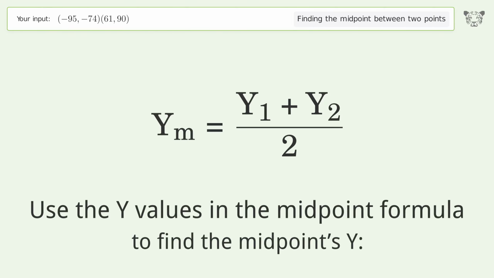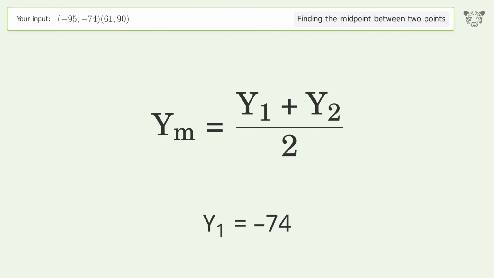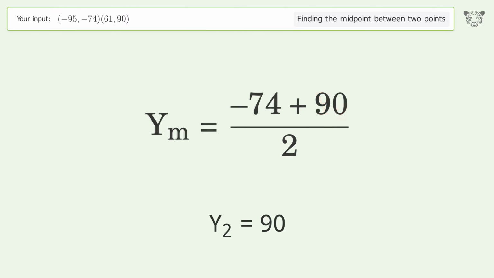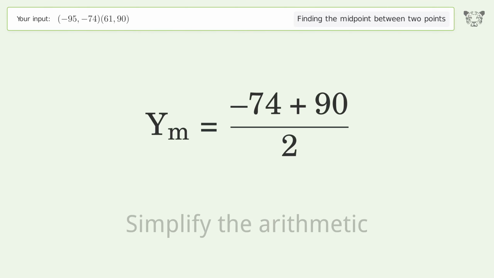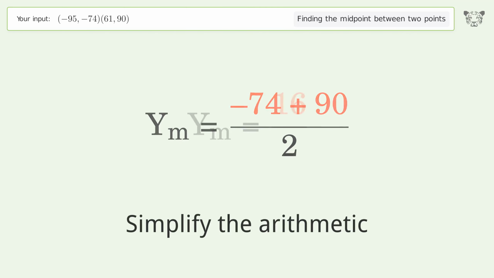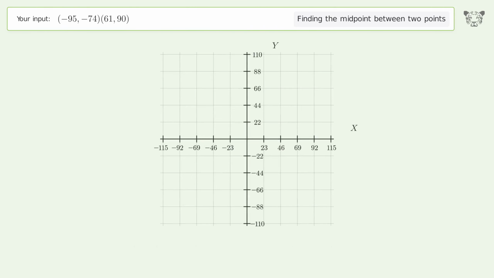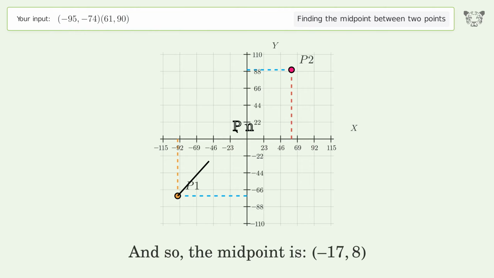Use the y values in the midpoint formula to find the midpoint's y. y1 equals negative 74. y2 equals 90. Simplify the arithmetic. And so, the midpoint is negative 17, 8.